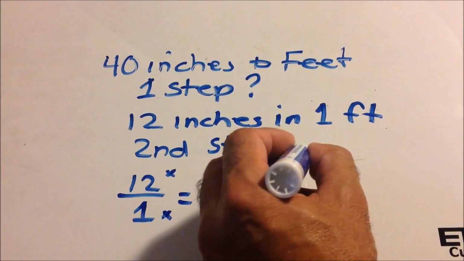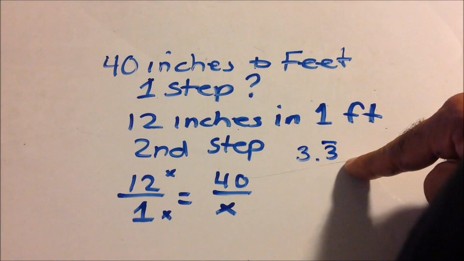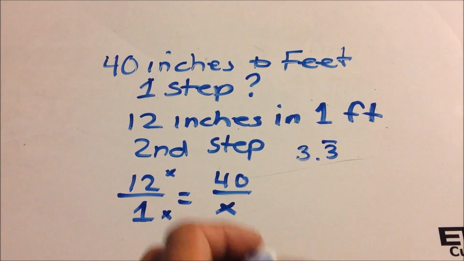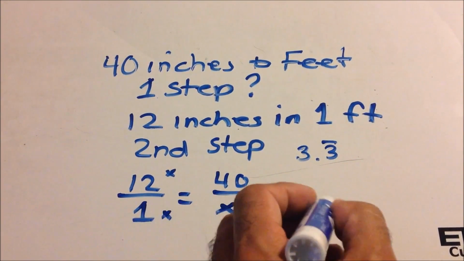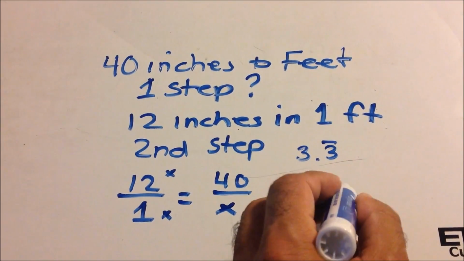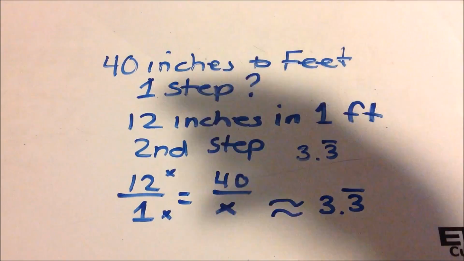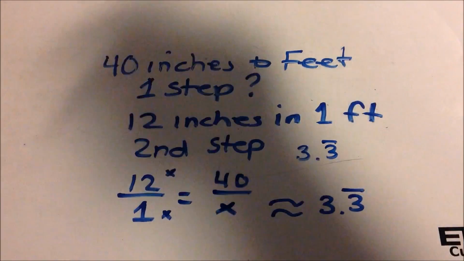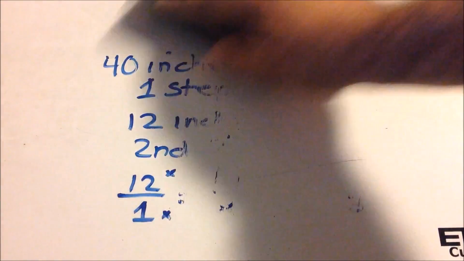I'll write it over here. 3.33 continuing. The 3 will go on forever. So roughly, and that's the about sign, X would be about 3.3 continuing. So if there's 12 inches in 1 foot, 40 inches is about 3.3 feet. Okay, let's use yards now. Let's say I had how many yards?